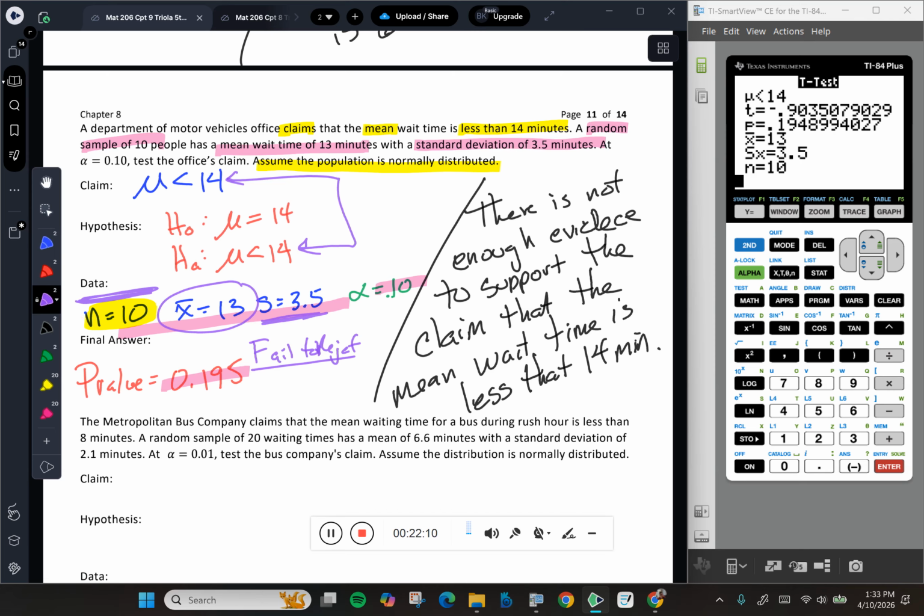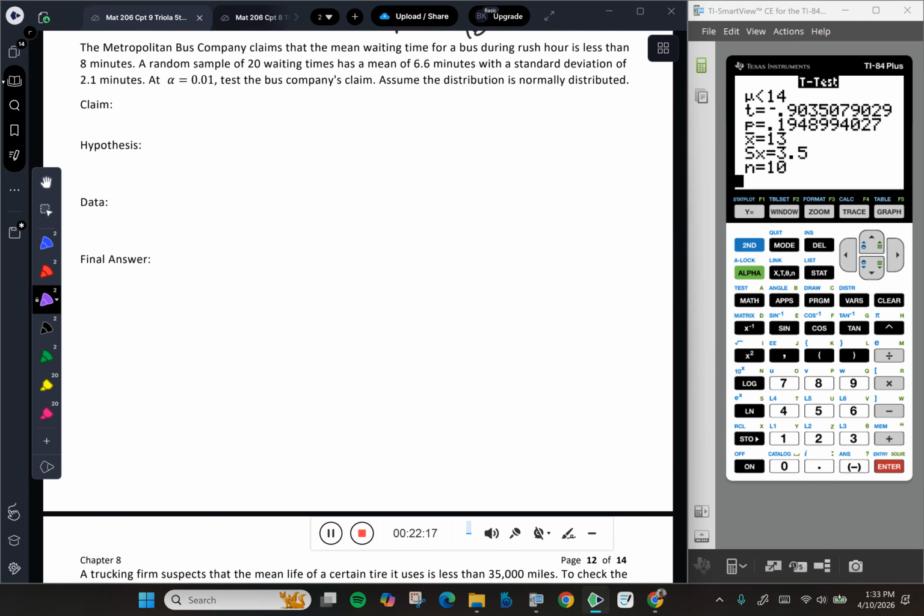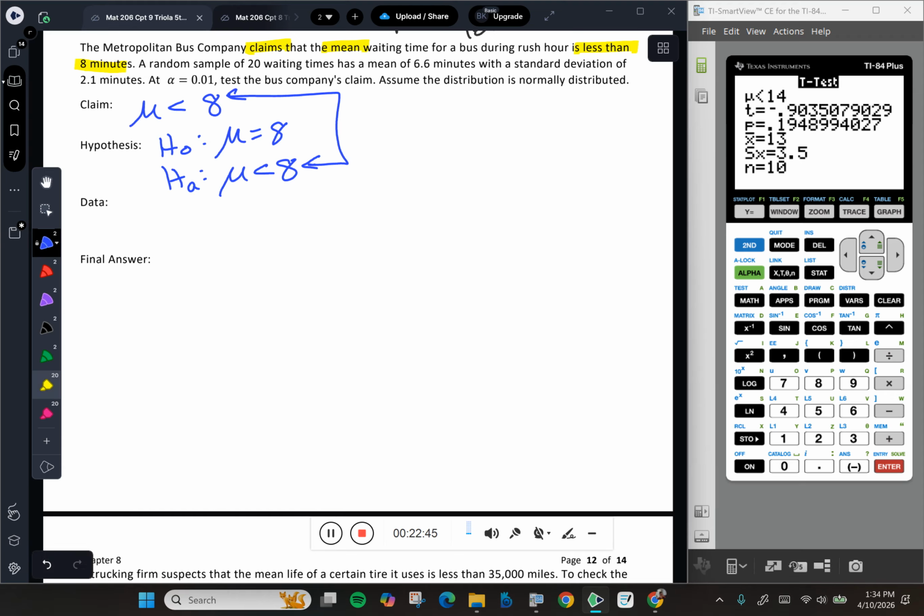The Metropolitan Bus Company claims that the mean waiting time for a bus during rush hour is less than 8 minutes. Well, claims mean less than 8 minutes. It doesn't contain equals. That makes it the alternate. So then 8 or bigger would be our null. So our claim is the alternate. Now I need some data. Let's see. Sample of 20, mean of 6.6, standard deviation of 2.1, alpha level 0.01.